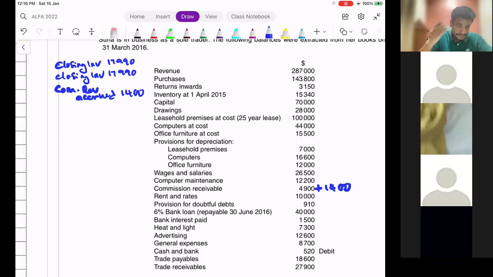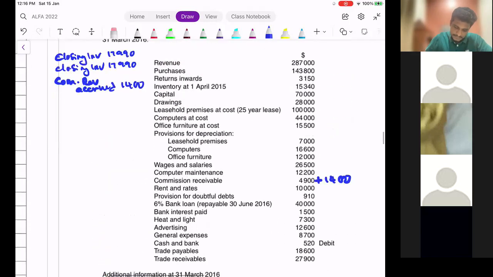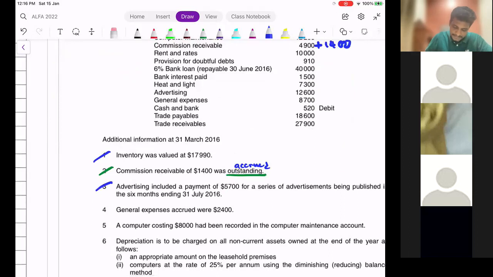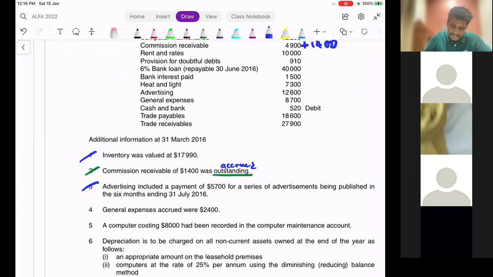Okay, next one. Third one. Advertising included a payment of 5,700 for a series of advertising being published for 6 months ending 31st July. Wait, today's date is 31st March. We are doing accounts until 31st March only. But then this advertising payment is until 31st July. It means you overpaid or underpaid.